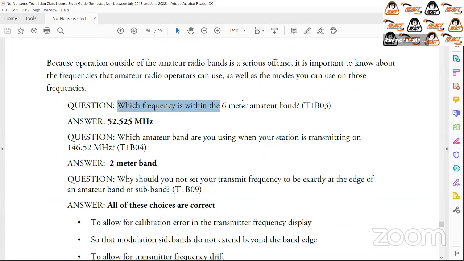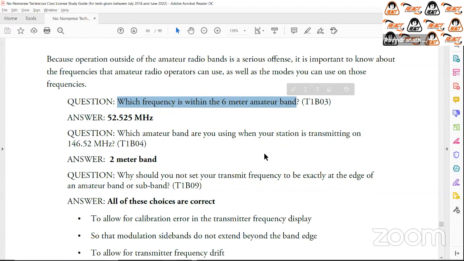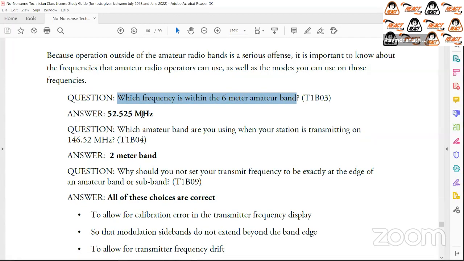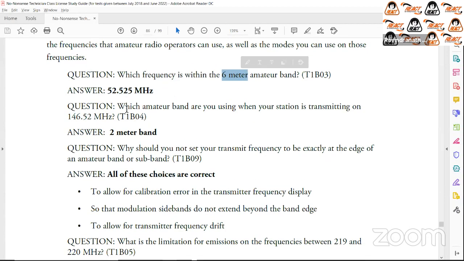All right, so this is where that frequency chart that we looked at comes in: what is VHF, what is UHF, what is the 6 meter band, and so on. This is where this knowledge comes in. So you could learn this, but certainly you will have a reference point as to why these are the correct answers, right? Which frequency is within the 6 meter amateur band? 52.525 megahertz would be the correct answer, right? Because 52.525 falls within the frequency range of the 6 meter band.